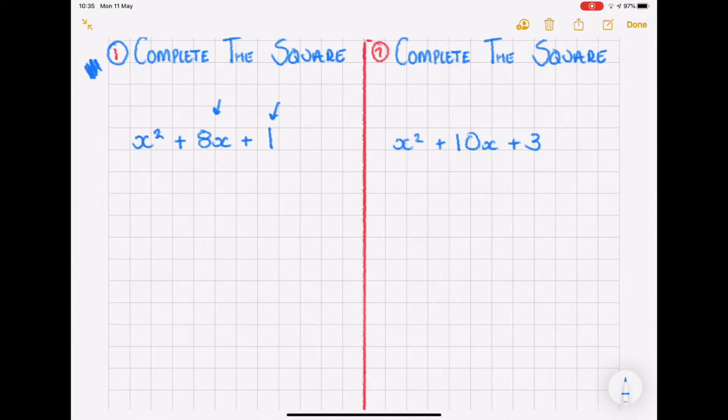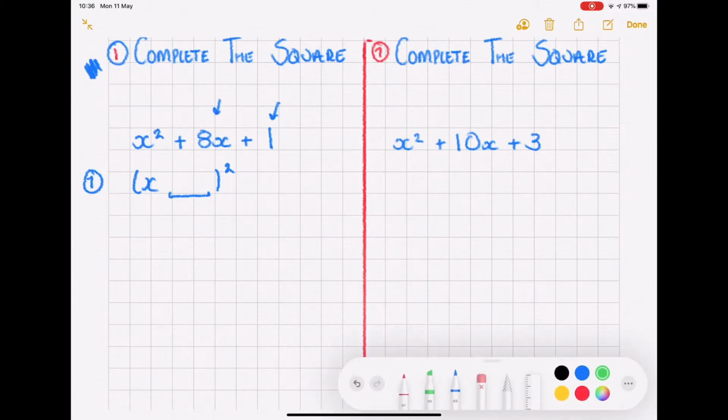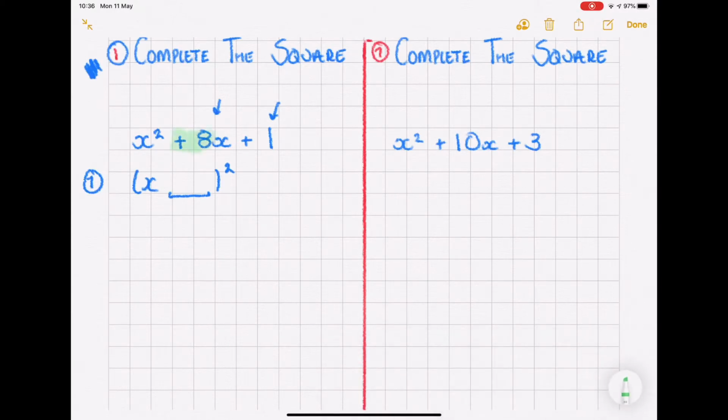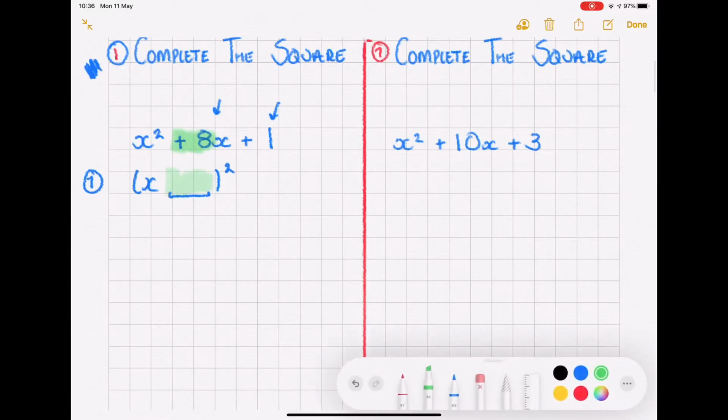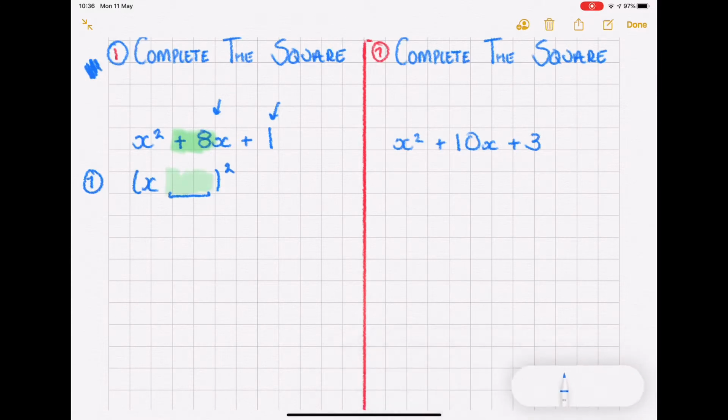The first thing we're going to do to complete the square is put in a bracket like that. We're going to have it squared, and we'll want to find out what goes inside that bracket. The thing that goes inside that bracket is half this coefficient. So whatever is in front of the x, we halve it and pop it in that bracket. Half of positive 8 is positive 4.